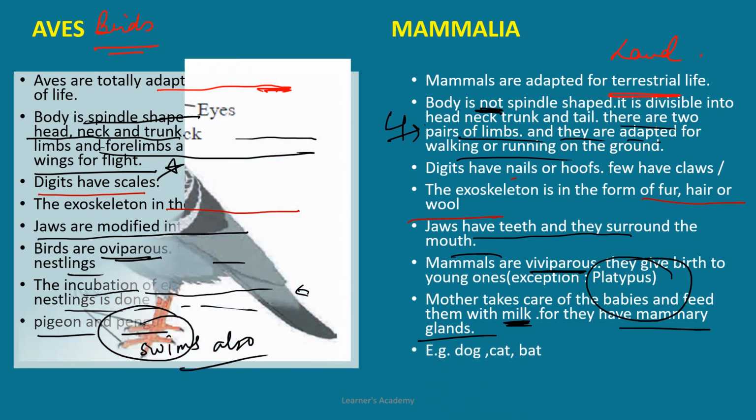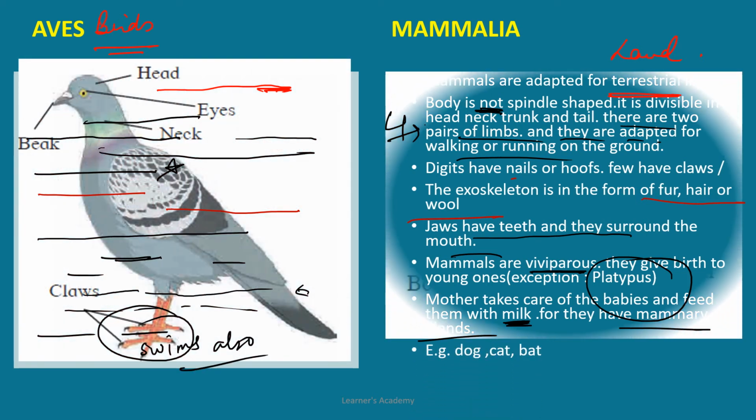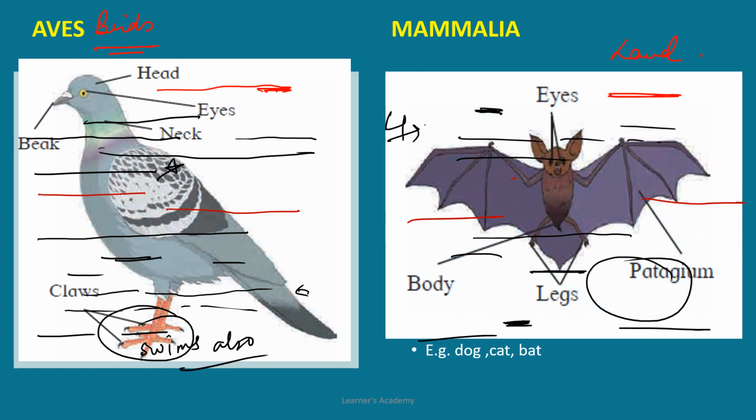Now, examples for mammals are dogs, cats. There are many examples: elephant, lion, tiger. That's all.